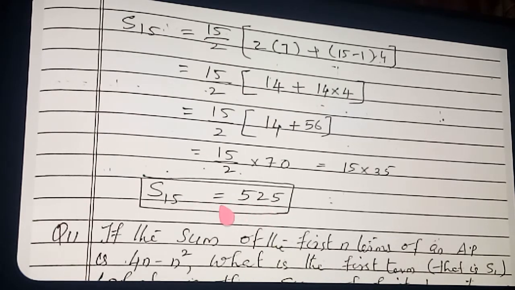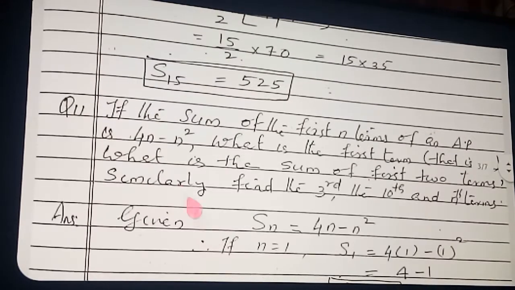525. Therefore, what is the sum of 15 terms? 525. Clear? Okay. Now, move to the next sum. Read the sum properly. If the sum of first n terms of an AP is 4n minus n square, what is given? Sum of n terms of the AP.